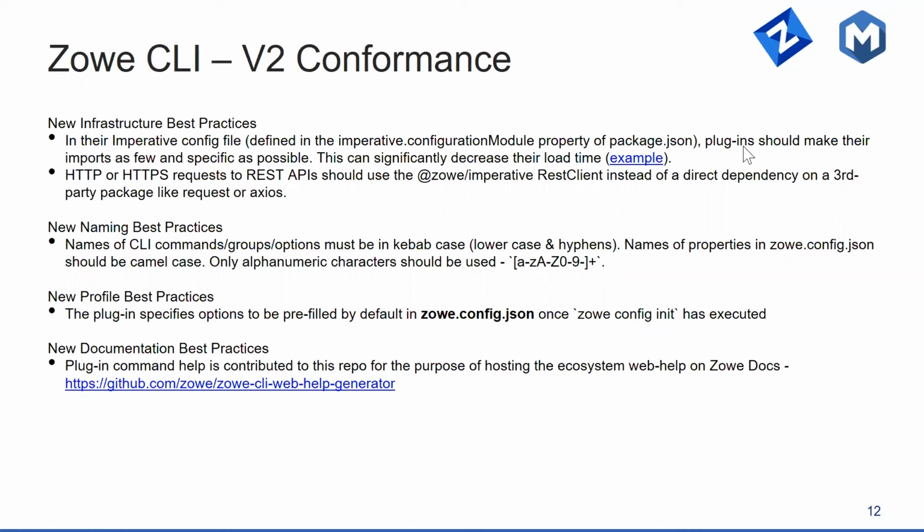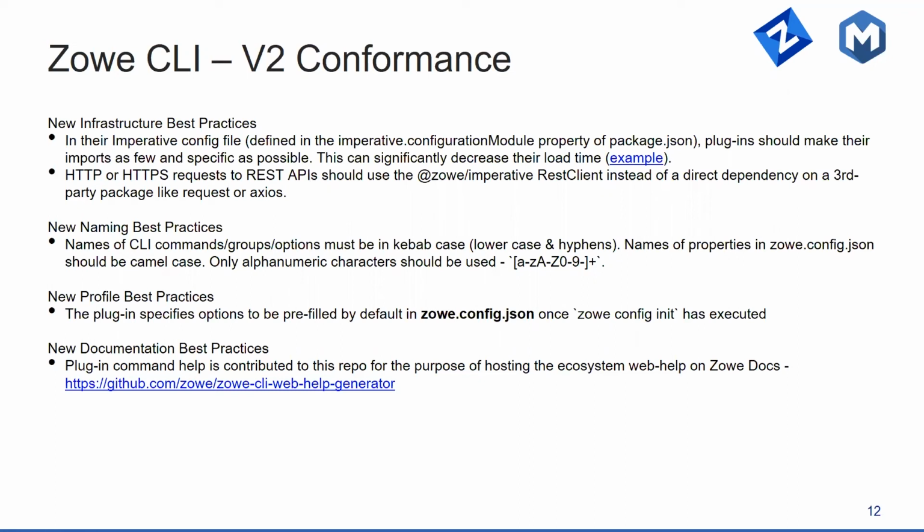Moving on to additional conformance criteria, infrastructure best practices. So in their imperative config file, plugins should make their imports as few as specific as possible. Okay, one note here I want to call out. We're transitioning to best practices, so these aren't as strictly required as the ones I had previously talked about. This best practice will decrease your load time and make your CLI plugin more responsive.